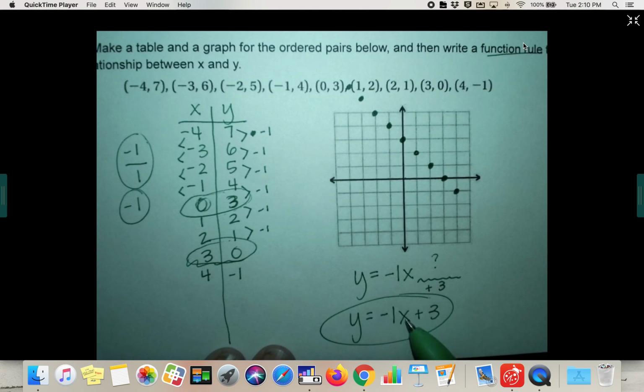But always go back and check. Plug in your x's and see if that actually equals the y's. See if that works every time. In this case it does, so it is correct.